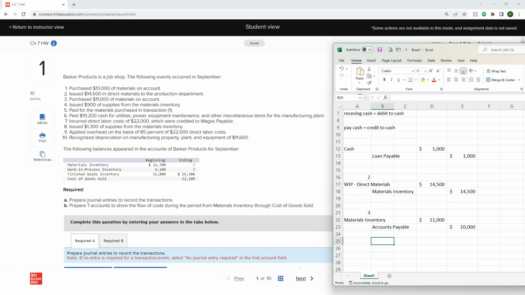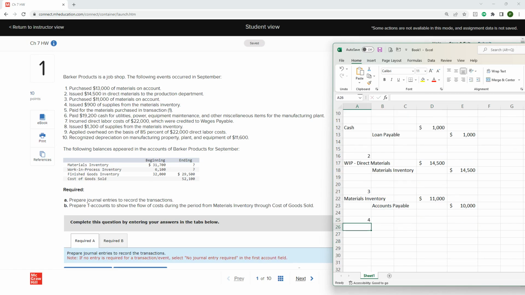Number 4, we issued $900 of supplies from the materials inventory. So this one's a little bit tricky because this is not direct materials. That was like in part 2. This is supplies.